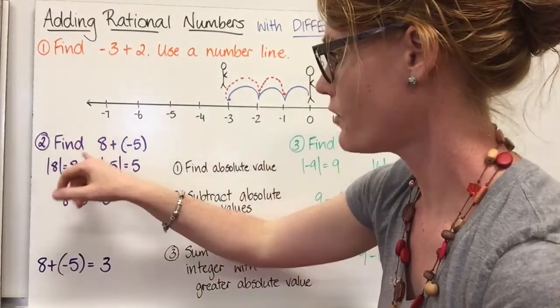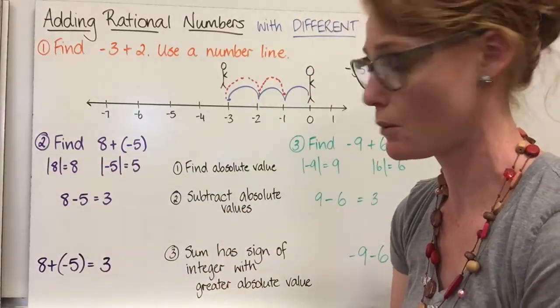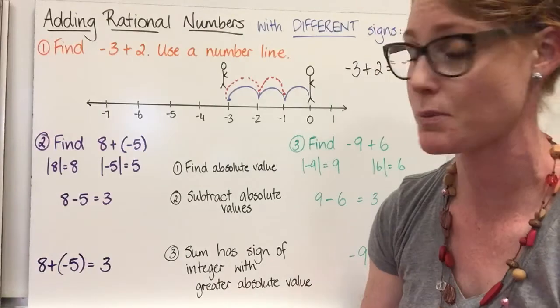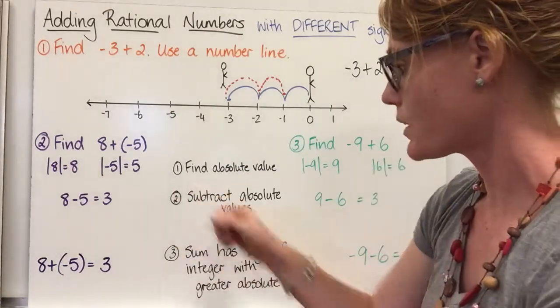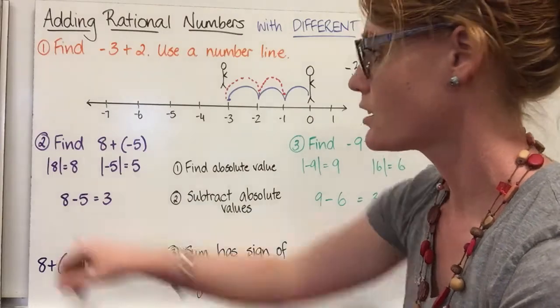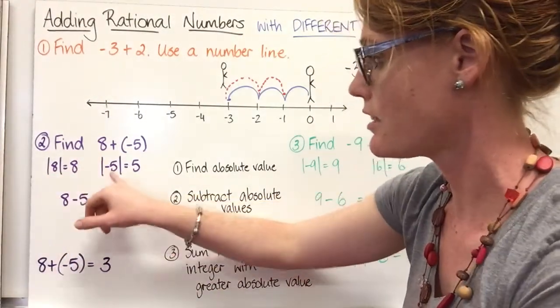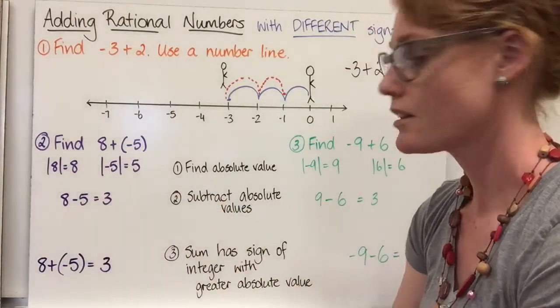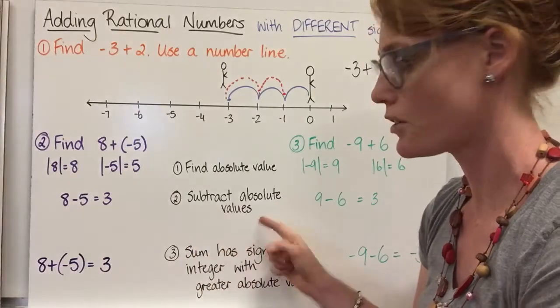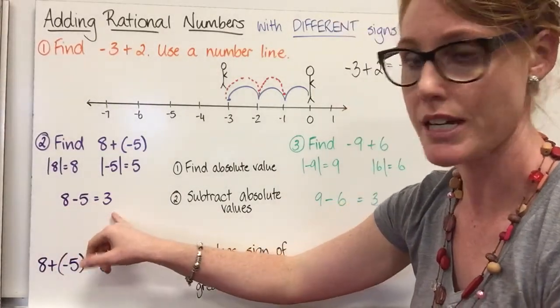Number 2, find 8 plus -5. Well, here we're adding numbers with different signs, so we need to follow those steps. First, we're going to find the absolute value. So the absolute value of 8 is 8, and the absolute value of -5 is 5. The second thing we're going to do is subtract those absolute values. 8 subtract 5 gives us 3.